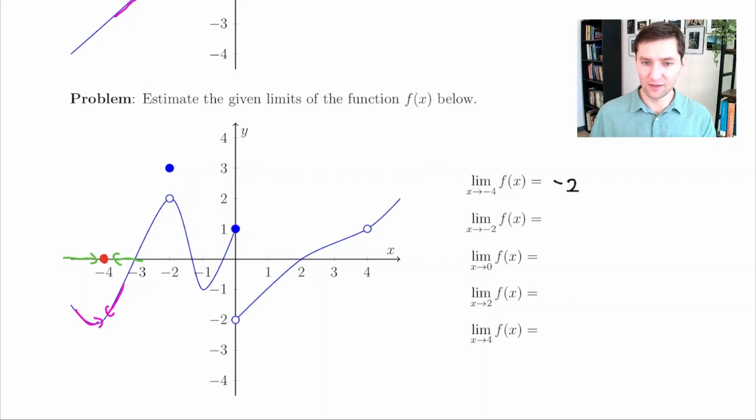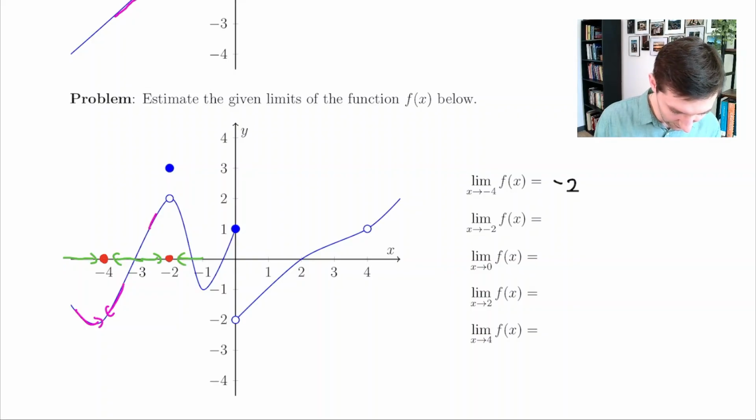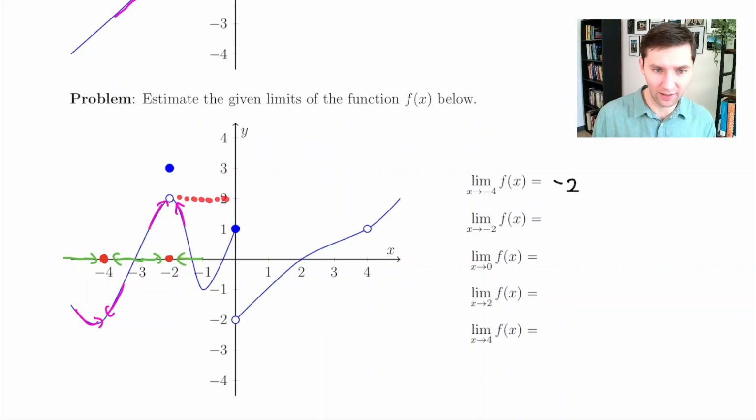I do the same thing with the next limit. I find x equal to -2 on the x-axis. I approach it with inputs by going to -2 from the left and from the right. I draw the corresponding arrows on the graph of the function. Those arrows point toward a point with the y-coordinate of 2. So the limit of this function as x approaches -2 is 2.